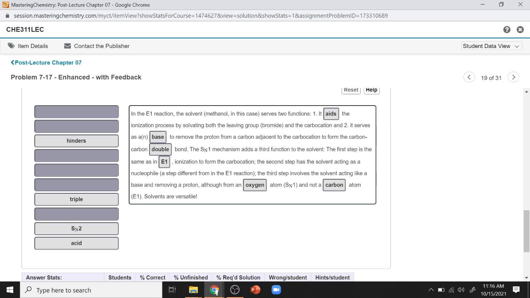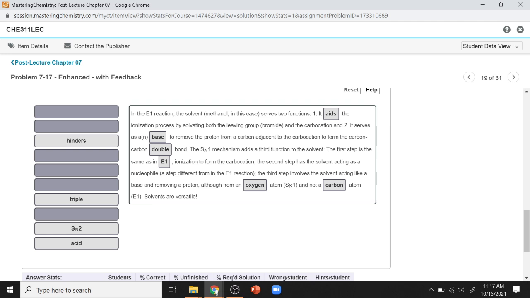Okay, the second step, blah, blah, blah. The third step, blah, blah, blah. Okay. The third step involves the solvent acting like a base and removing a proton, although from an blank atom. My screen is really dirty. Wow, that looked like a period. Atom, SN1, and not a blank atom. Okay, so we have our third step, right? At this point, we've replaced what's on there, right?